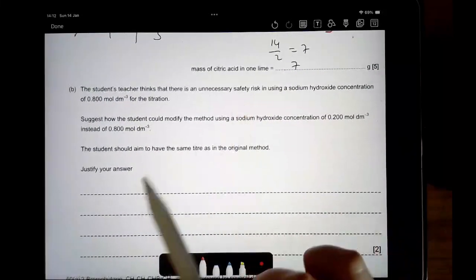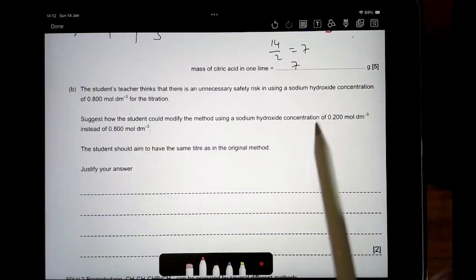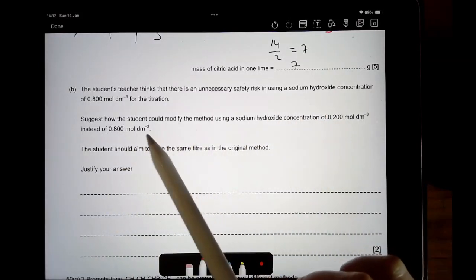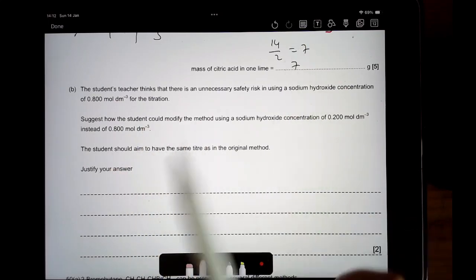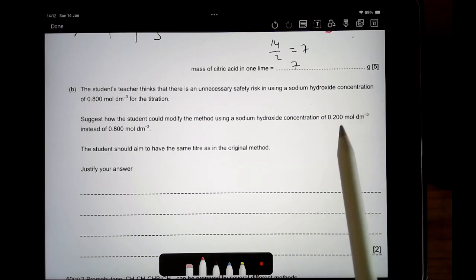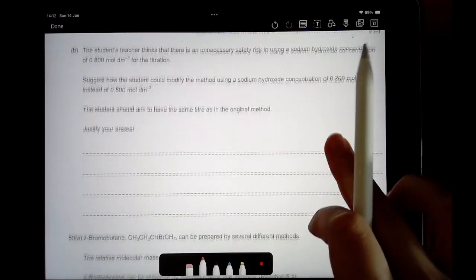Just the second part of that question there, they're saying using that concentration of sodium hydroxide is dangerous. The teacher wants to use 0.2 instead. So if you're using 4 times less sodium hydroxide, you should be using 4 times less citric acid. So rather than using 2 limes, you could just use half of 1 lime. Or the other thing they accept in the mark scheme, rather than making the solution up to 250 centimetres cubed in a volumetric flask, you could make it up to 1 decimetre cubed. So you're kind of diluting it 4 times more. If you're diluting the sodium hydroxide 4 times more, you should dilute the citric acid 4 times more to keep things in the same ratio.